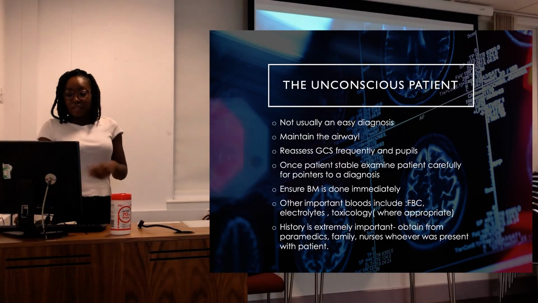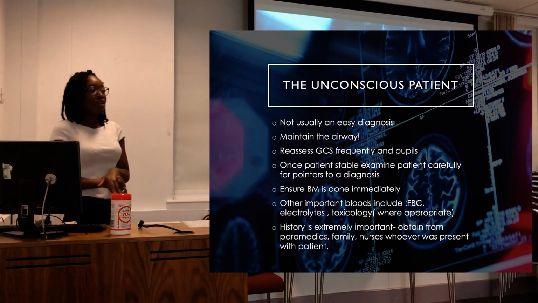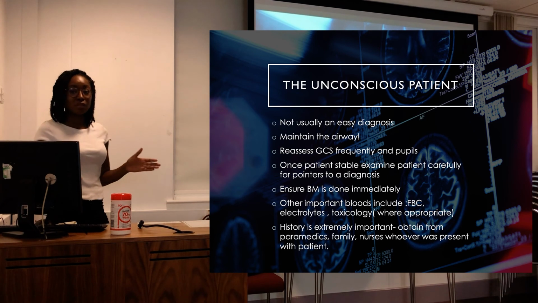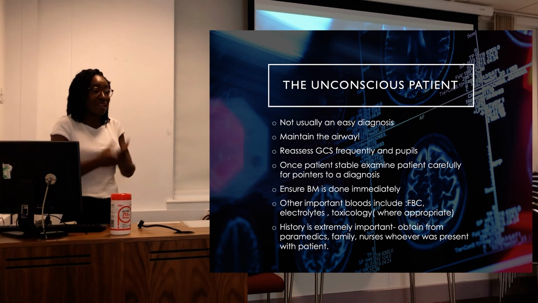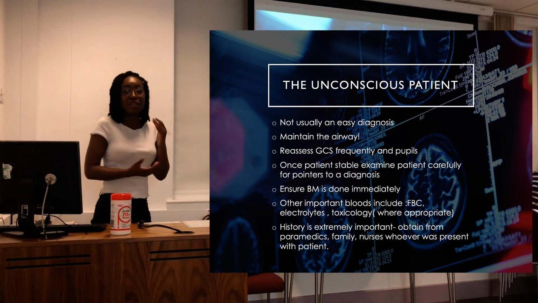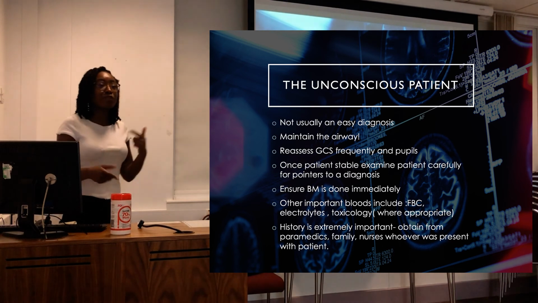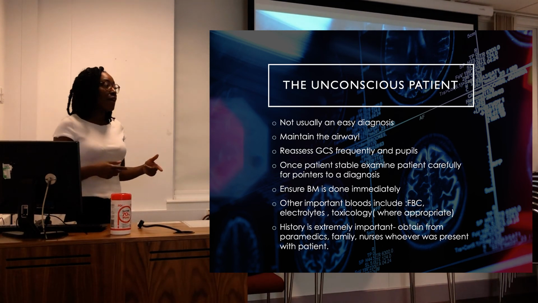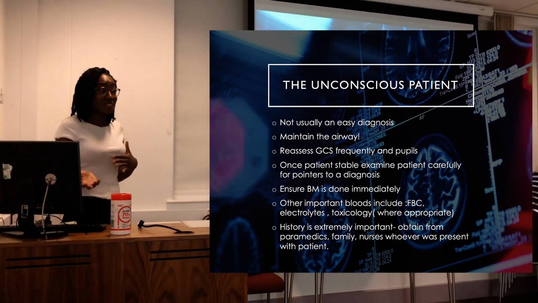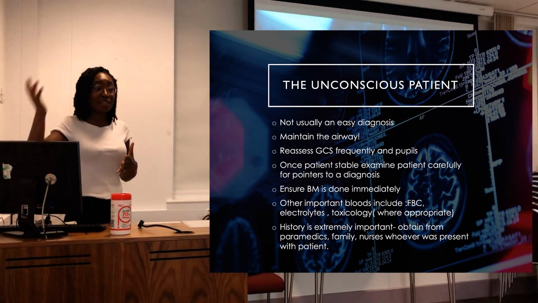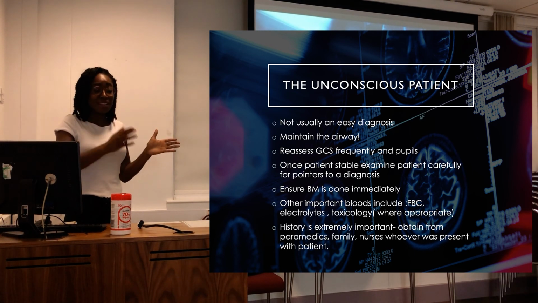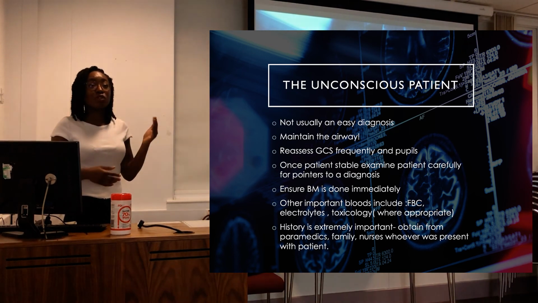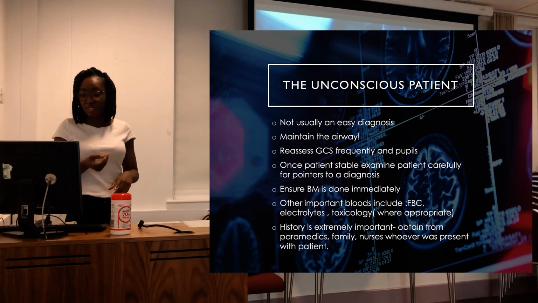So just one thing to be aware of, assessing an unconscious patient is very difficult. It's not usually an easy diagnosis because the main thing you want to do when you get to that patient is maintain the airway. If they're unconscious, make sure that they're maintaining their airway. And you need to frequently reassess their GCS. As I said, sometimes changes in GCS will indicate that the patient needs to go to a different centre or have neurosurgical intervention. So you need to make sure you're monitoring. And these things can happen quickly. So you want to be looking at their pupils, assessing their GCS.